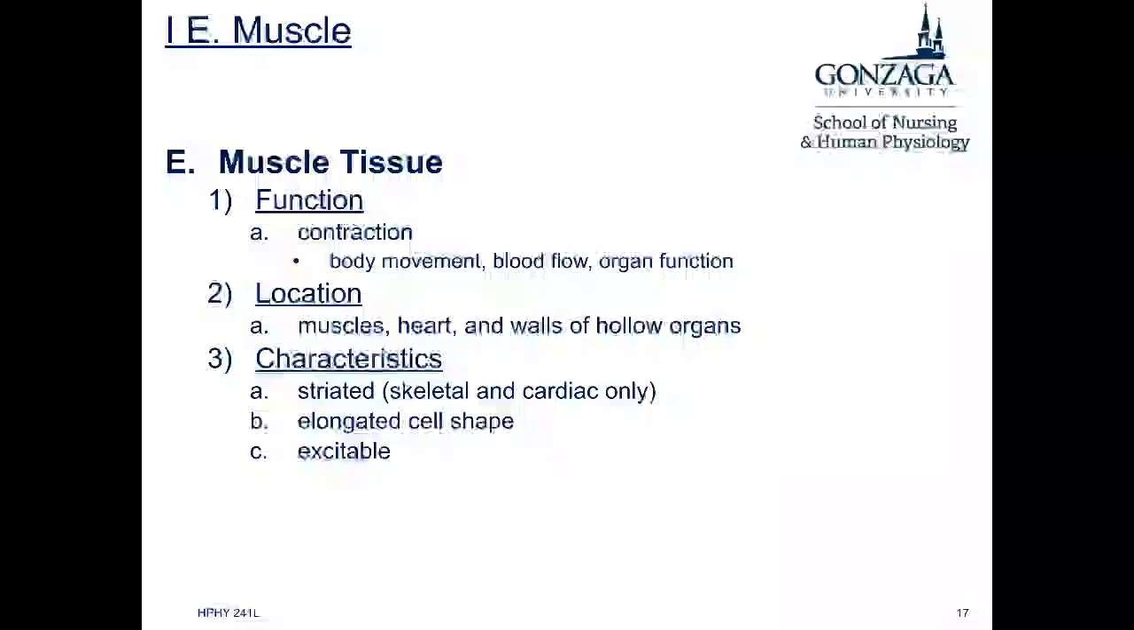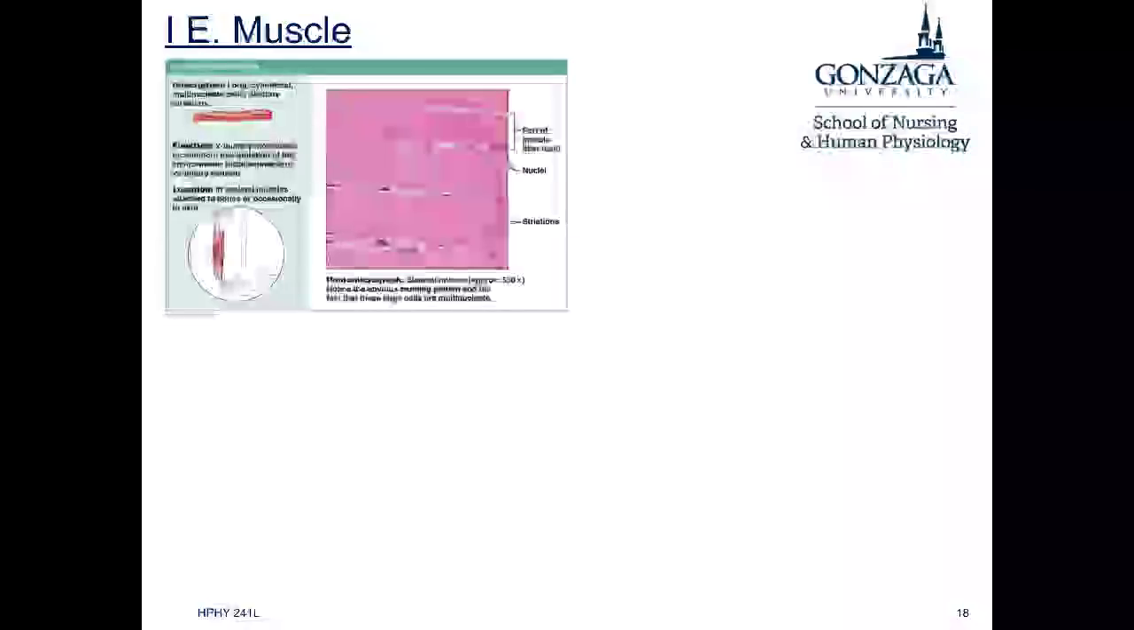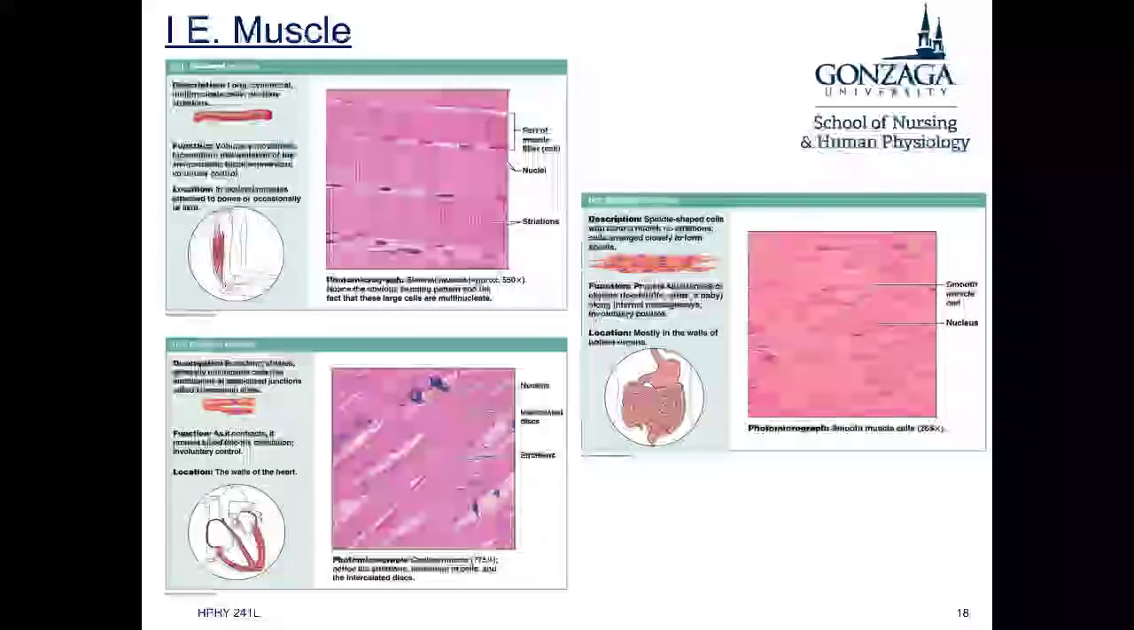Characteristics, difficult to put into a couple categories. Muscle tissue in general appears striated or banded, but with a caveat that this is skeletal and cardiac only. Muscle cells tend to be long or elongated, and they too, like neurons, are excitable, so they receive and transmit electrical signals. So let's look at the three types of muscle real quickly.